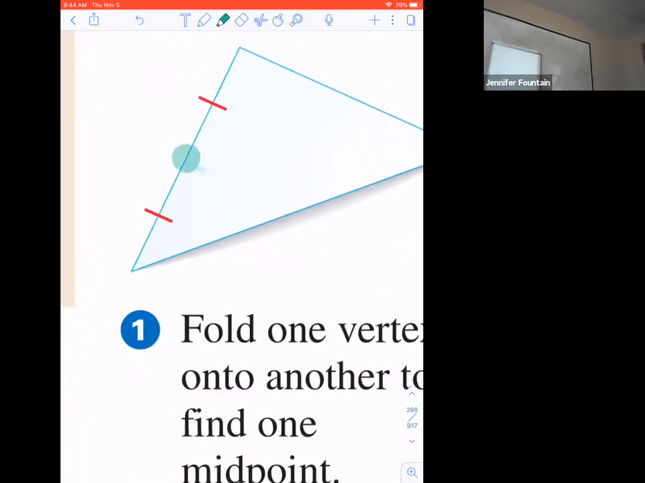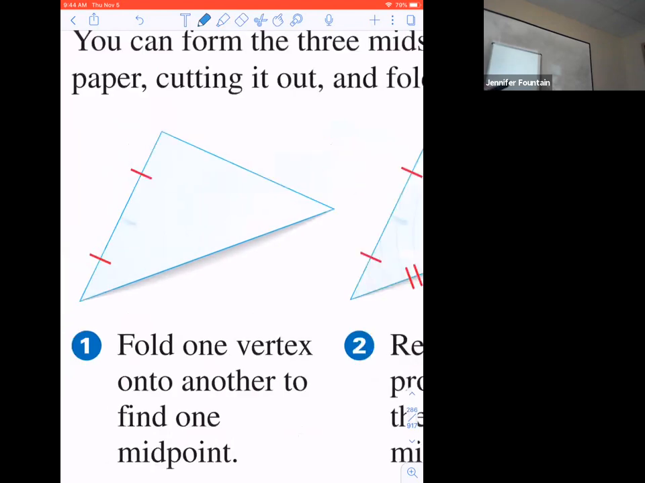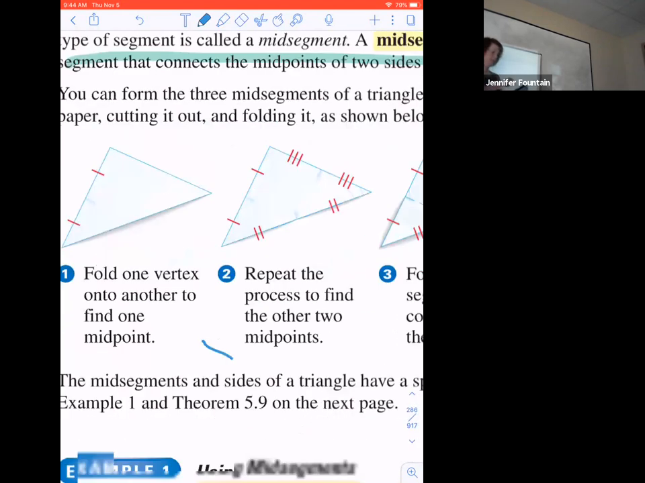I've got that midpoint, okay? So if I had a midpoint on that side and I had a midpoint on this side, I could connect those, okay? So that would make a mid-segment. So basically, I'm taking 2 midpoints and connecting them. And the example they're giving us is about folding paper.